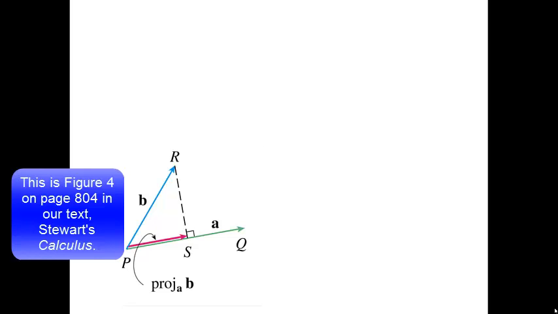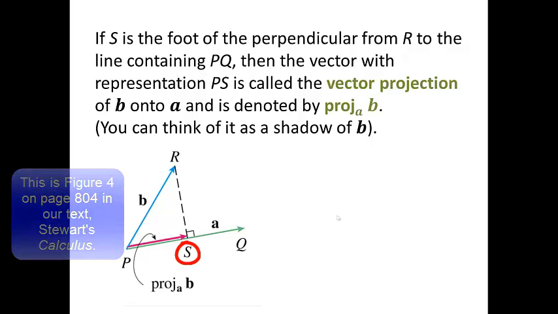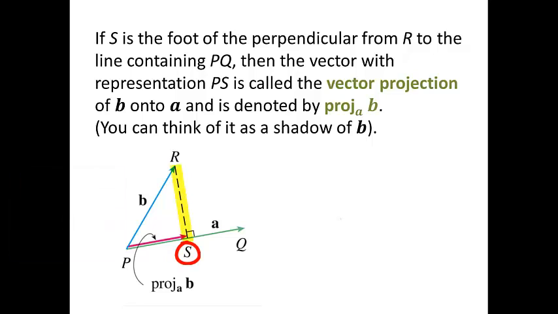the same direction. If we let S denote the foot of the perpendicular line from R to the line containing PQ, then the vector from P to S is called the vector projection of B onto A and is denoted projection of B onto A.